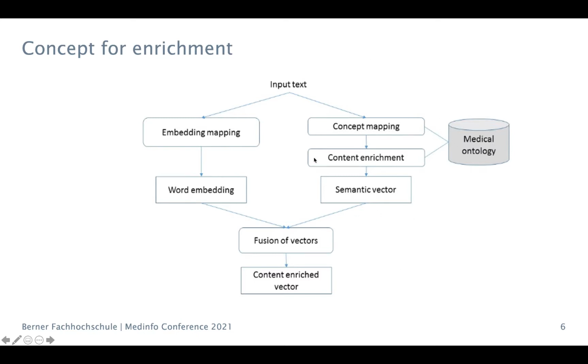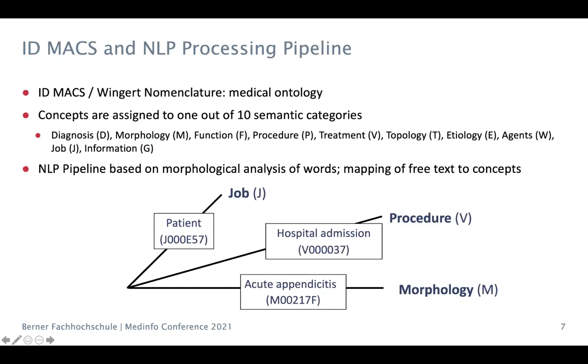Just a few words for this concept mapping. I'm using a commercial tool which is called IDMax, and this is based on the Wingert nomenclature. The Wingert nomenclature is a derivative of the German translation of SNOMED 2. So it has the same roots as SNOMED CT, and it is organized as an ontology.